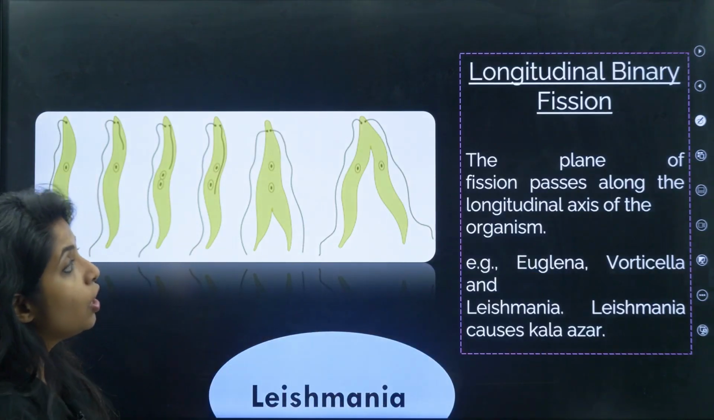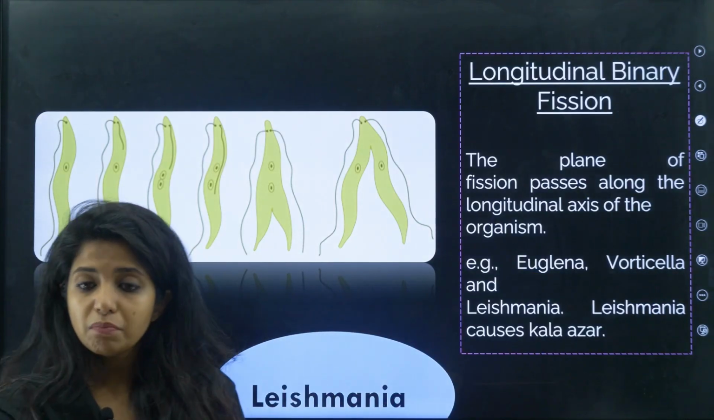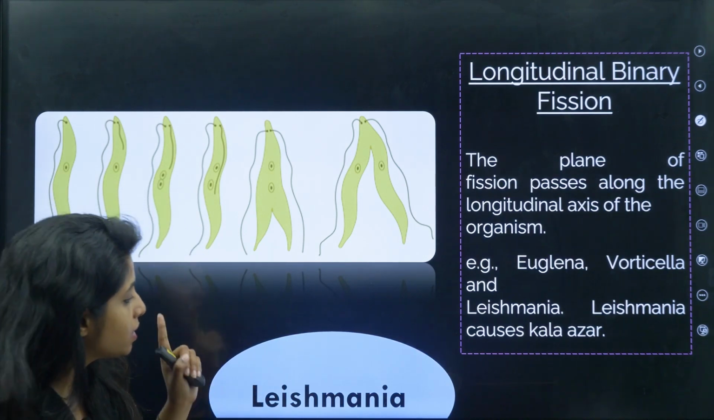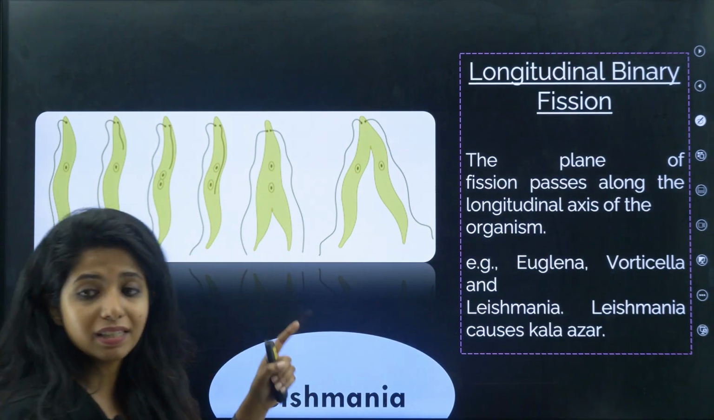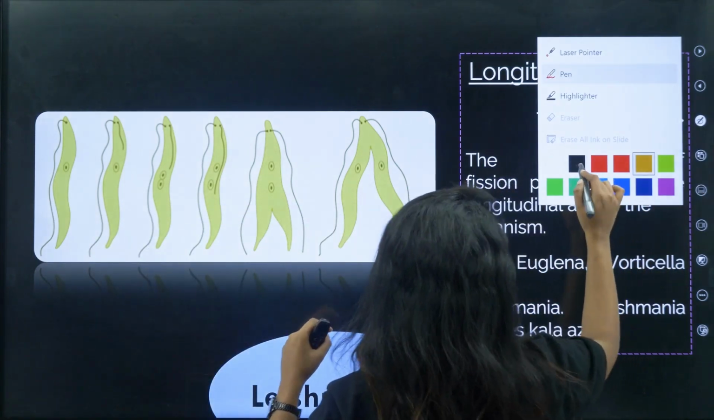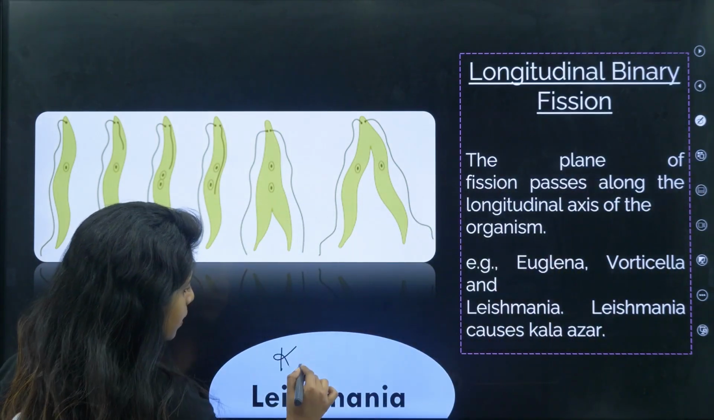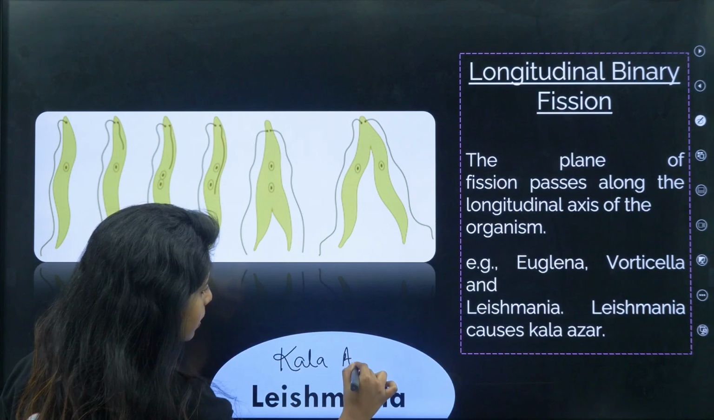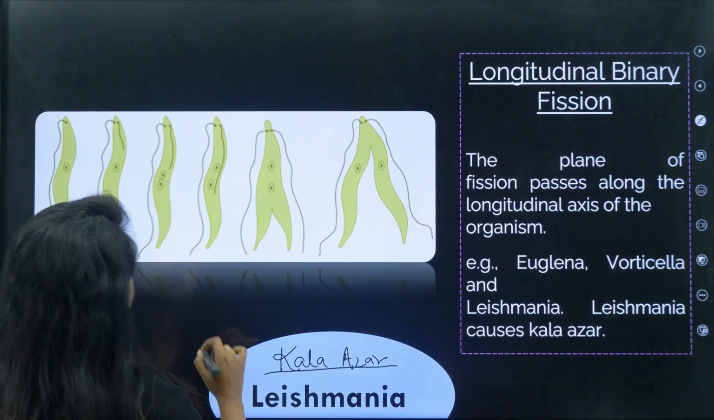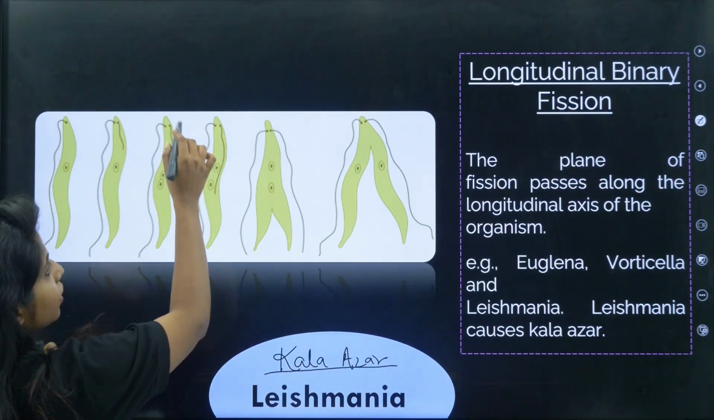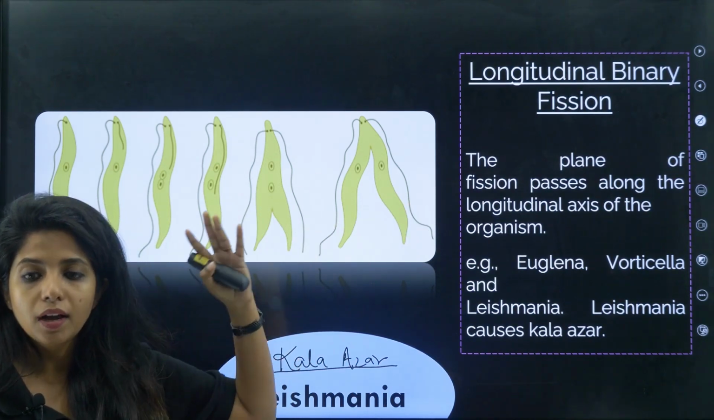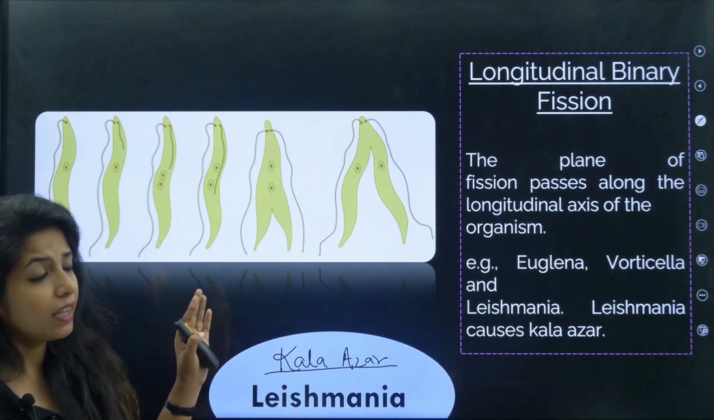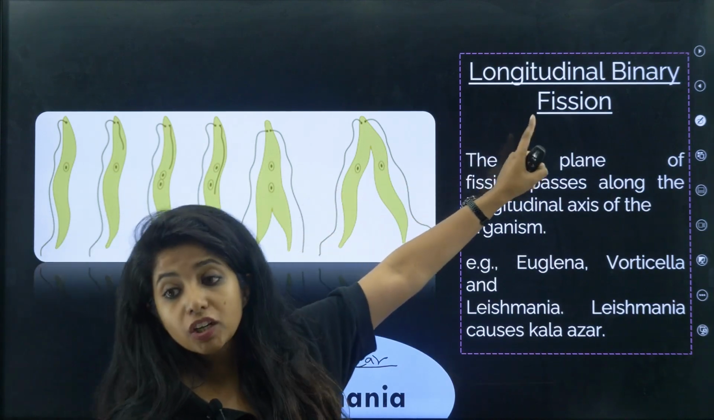Going ahead, what do we have? Longitudinal binary fission. It's very important for you to know the example, that is Leishmania. Leishmania looks like this, and it causes a disease that is known as Kala Azar. Please remember it. Kala Azar. Over here you can see that they have their flagella, and this is how you can differentiate Leishmania. It shows longitudinal binary fission.